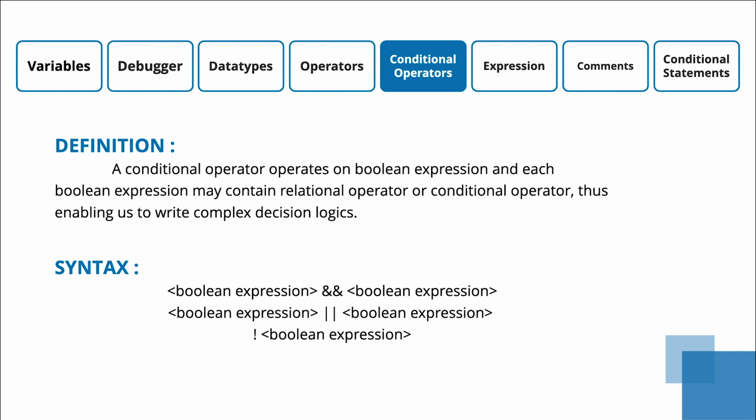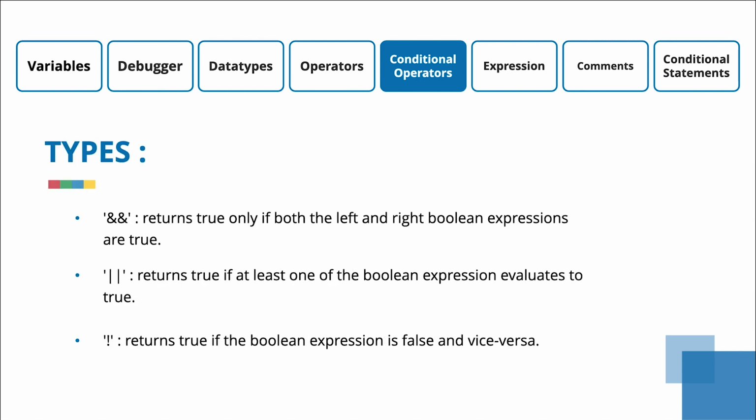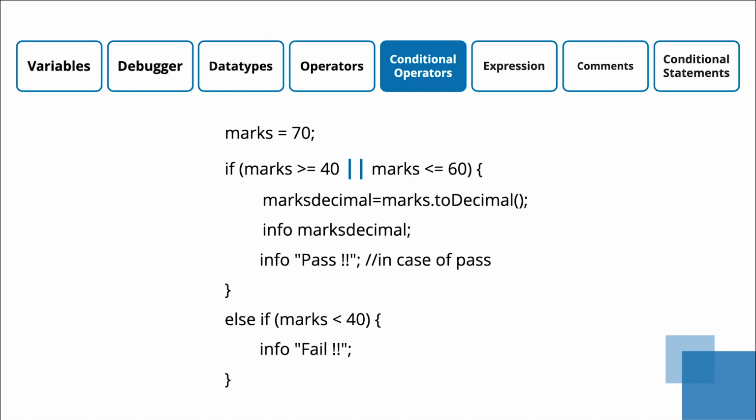Let's go back to our example real quick and see where the conditional operator is. Here, where we wanted to define whether the marks is greater than 40 or less than 60, that part is the conditional operator. We've got the operator in between the two conditions, right?